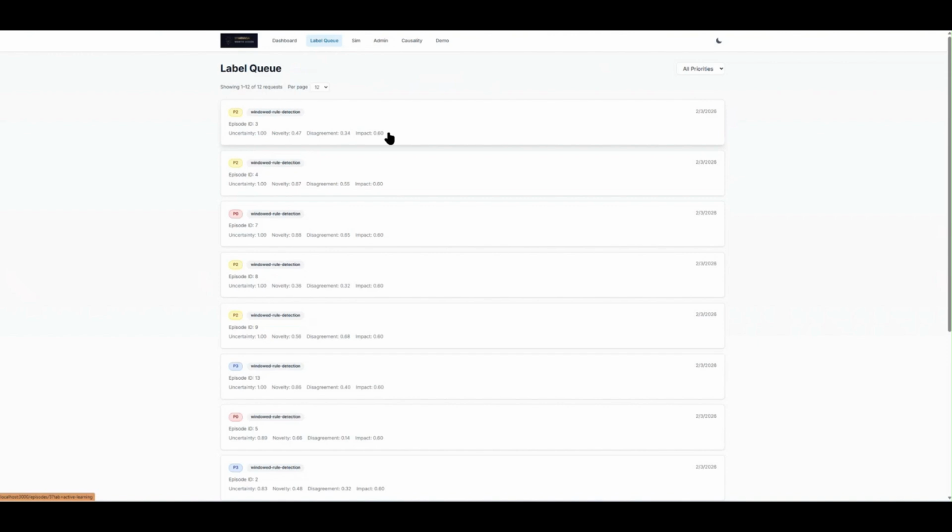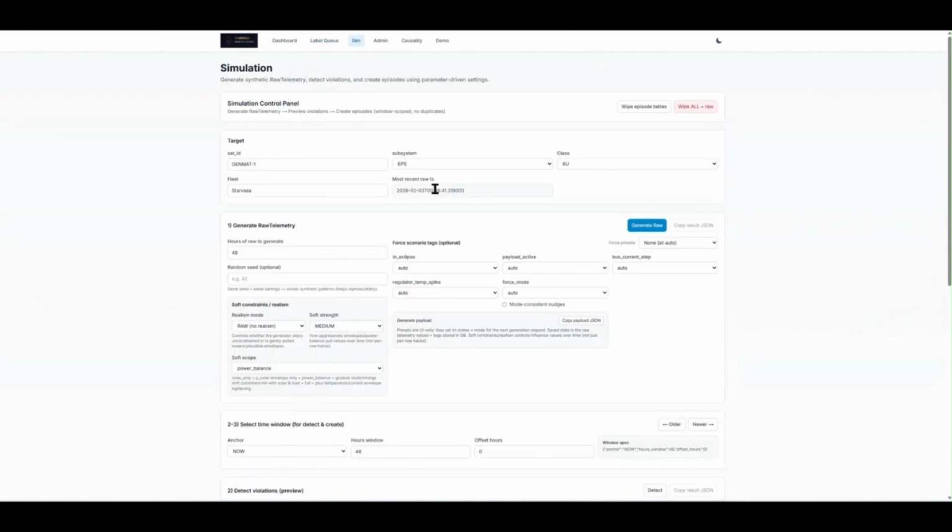The sim, we already talked about it. One thing to note is that you can generate not just normal signals, but also something special, like an RV in an eclipse. If you want to create telemetry like that, you can. For the RV, the payload active can be true or false. You can say in eclipse and payload active, and the current temperature is true. Whatever permutation and combination you want, you put it here and generate the raw data. It's a great simulation engine.